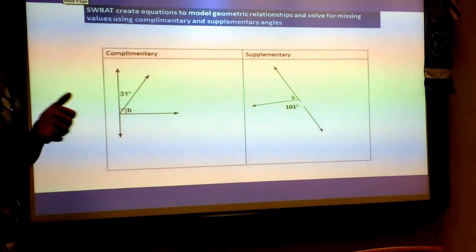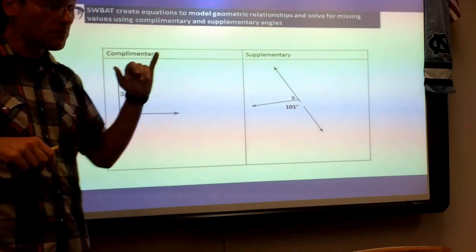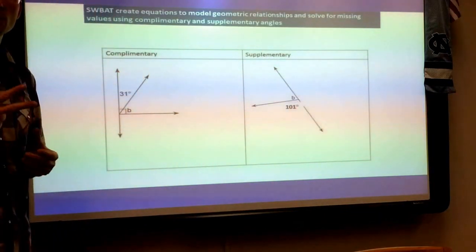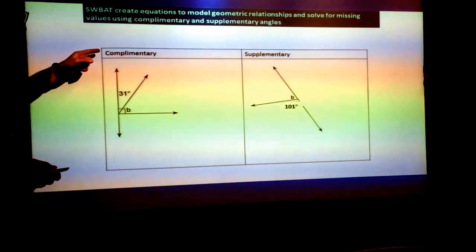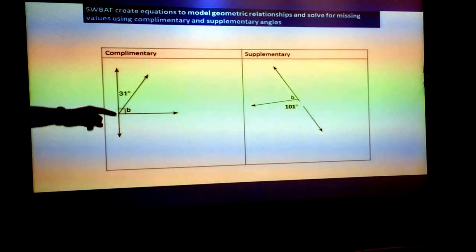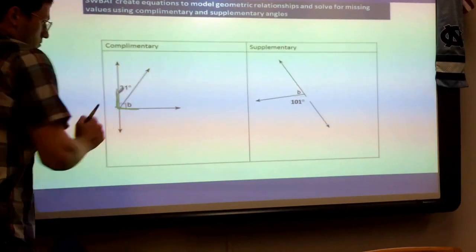Right, guys. So for skill 2, we're going to be talking about complementary and supplementary angles, right? Which are two of the most important types of angles that we're going to see this year in geometry, okay? Complementary angles add up to 90 degrees, which means that the two angles, when we put them together, give us this nice right angle, okay?